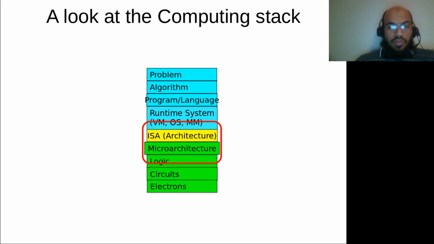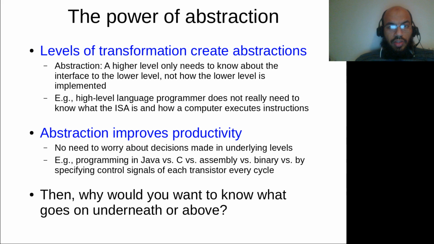So algorithms, programming languages, operating systems, which is our topic in this course, instruction set architectures, and microarchitecture, logic, circuits, electrons, and so on. Until basically the microarchitecture, you're in the computer science, computer engineering realm. Below there, you're more towards the electrical engineering and physics realm.